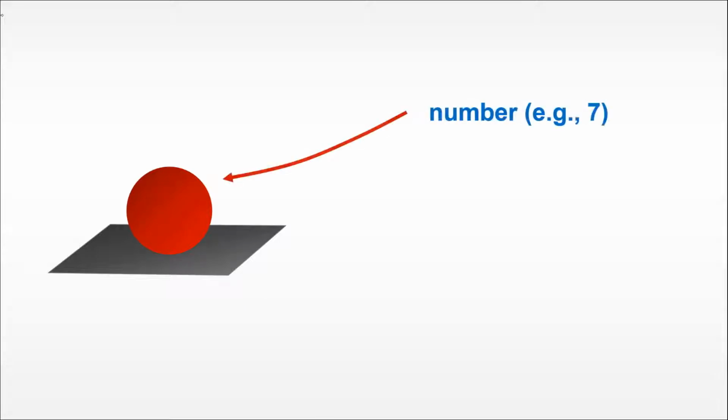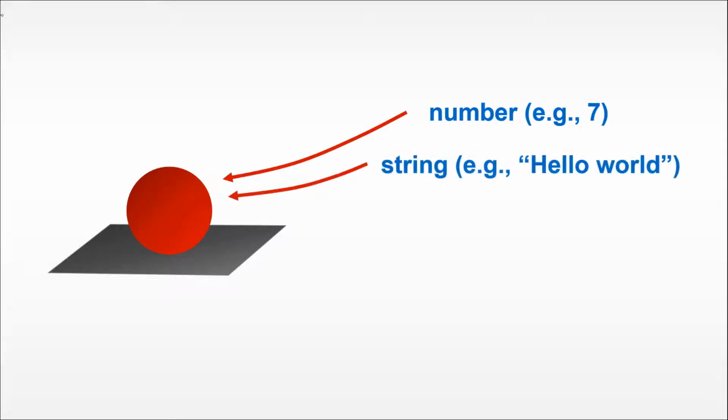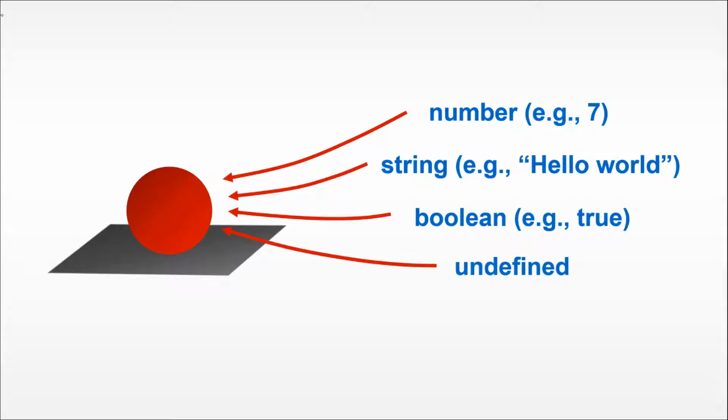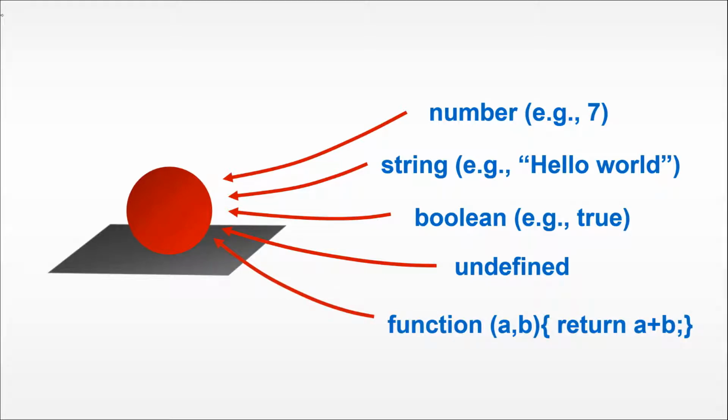And in this case, a ball can be almost anything. It can be a number, such as a number 7. It can be a string, such as hello world. It can be a boolean, something like true or false. Don't worry about what those things mean specifically. We will be discussing them at length later on in the course. It can be something called undefined, or it even can be an object like a function.